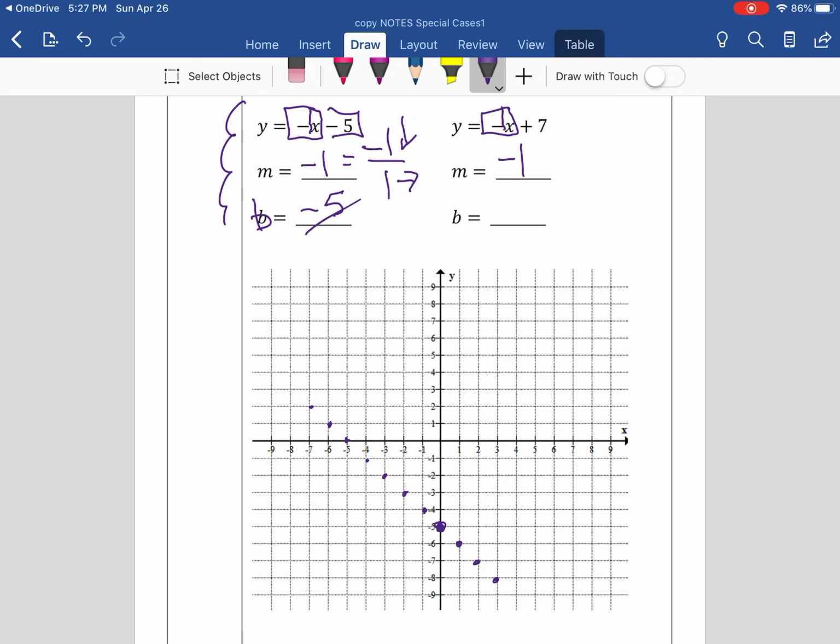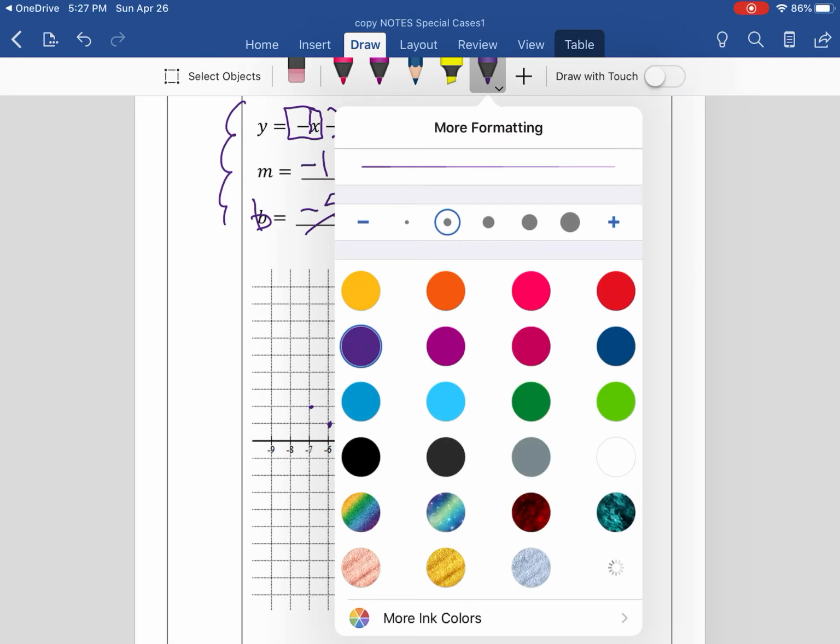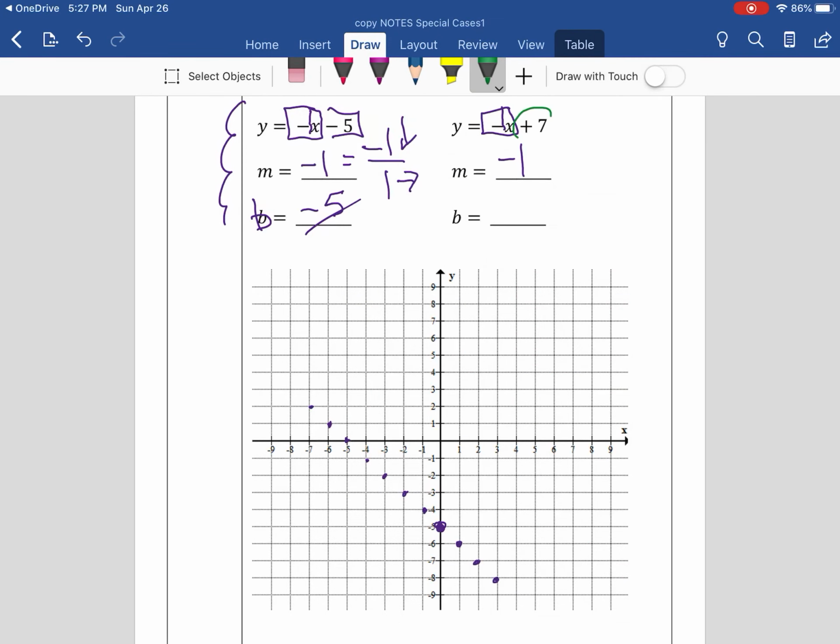Let's pick a different color. Let's go with green. All right, now where do I begin? My beginning is a positive 7. So let's start at the positive 7 on the y-axis. Okay, I'm done with my beginning. Now what's my pattern? Same as the other one, a negative 1 over 1. So I'm going to go right 1, down 1 again. Right 1, down 1. Right 1, down 1. You can see by my dots that these lines are going to be parallel.